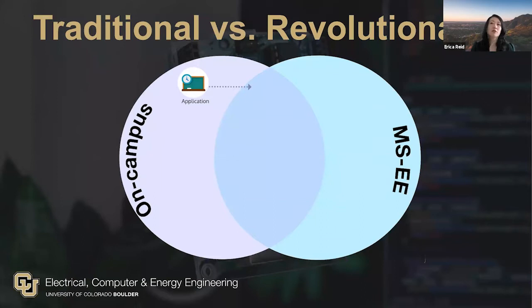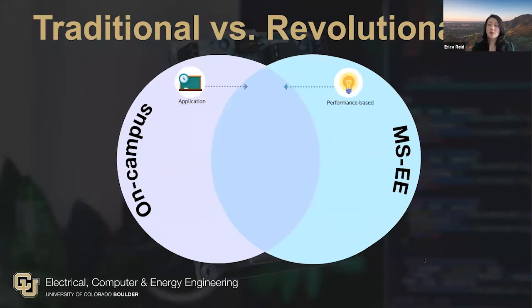All right, here's a brief overview of what the MSE on Coursera program is. A traditional on-campus graduate program requires an application process, while our program does not. No GRE, no TOEFL, no letters of recommendation. All you need to do is prove that you can do the work, and you'll be admitted into the degree program regardless of your background. Simply complete a series of courses with a cumulative GPA of 3.0 or higher, which is a B average, and you will be admitted as a graduate student at the University of Colorado Boulder. That is what we call performance-based admission.